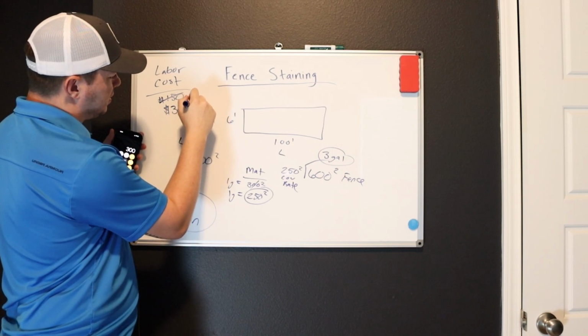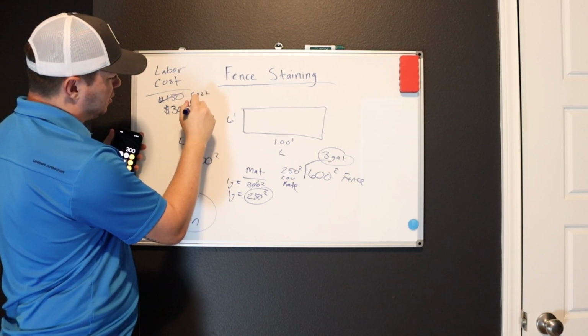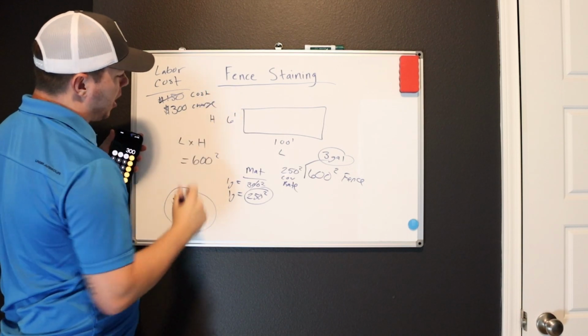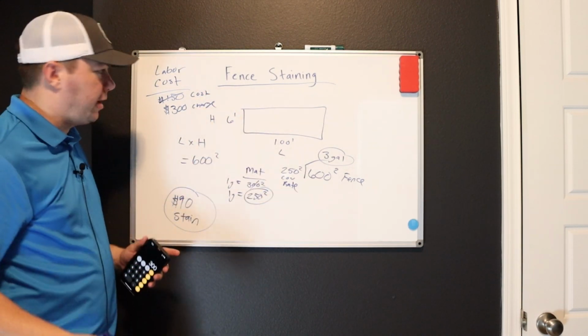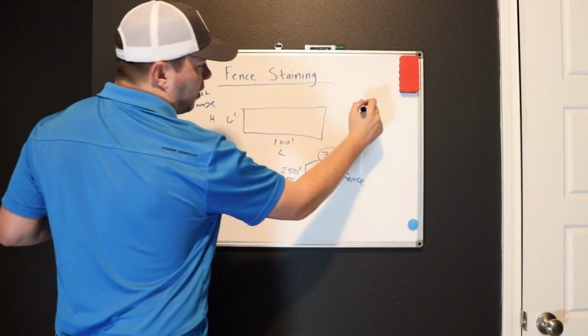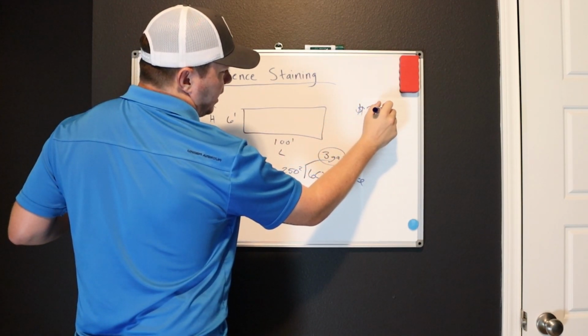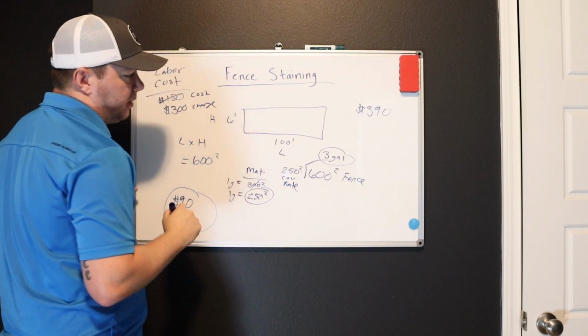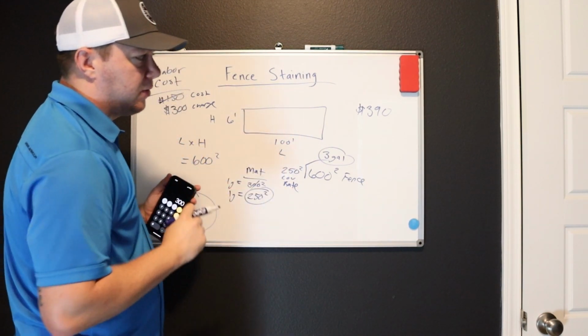So this is cost and this is charge. Hope you're following along. Dude, I get kind of crazy here, right? So $300 for charge, $90 for stain. So your total over here is going to be $390 to paint the one side of this fence, or to stain the one side of this fence, right?